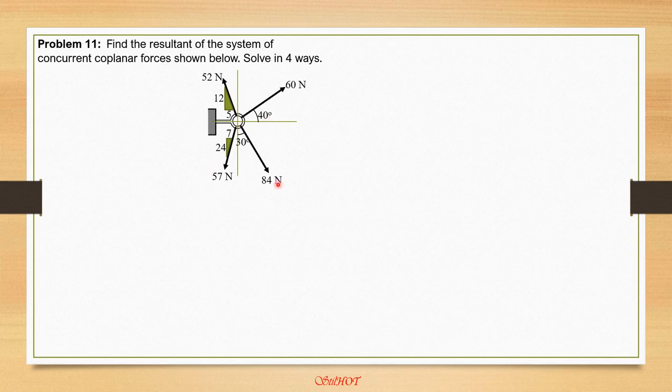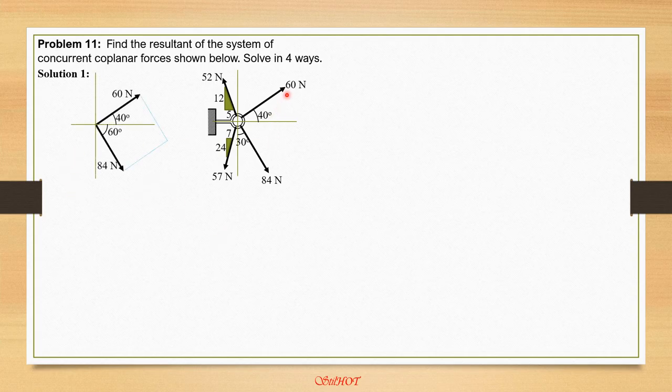each force with the positive x-axis. Then the x component, Rx, is in general the sum of the magnitude of each force times the cosine of the angle that the force makes with the positive x-axis. Then the y component, Ry, is the sum of each force times the sine of the angle that each force makes with the positive x-axis. So let's have the parallelogram law first.